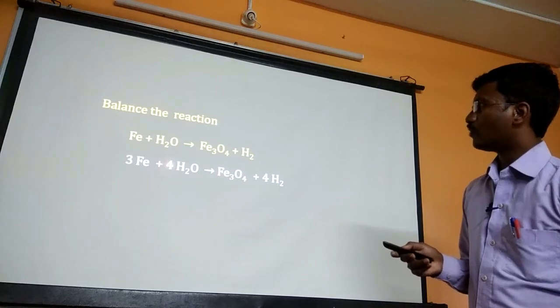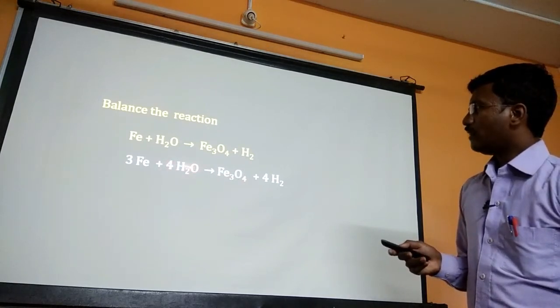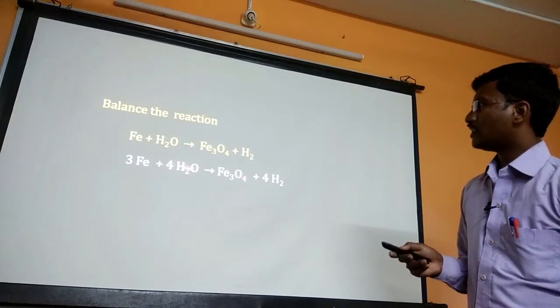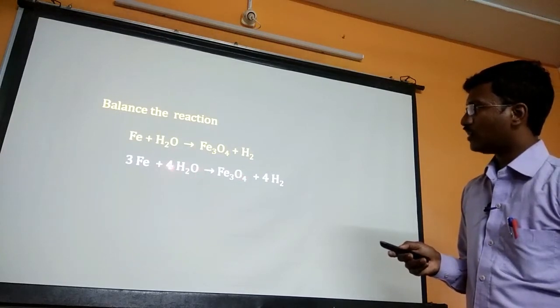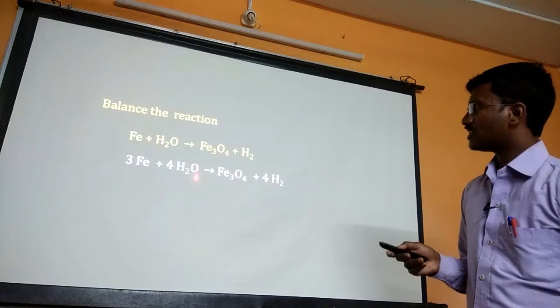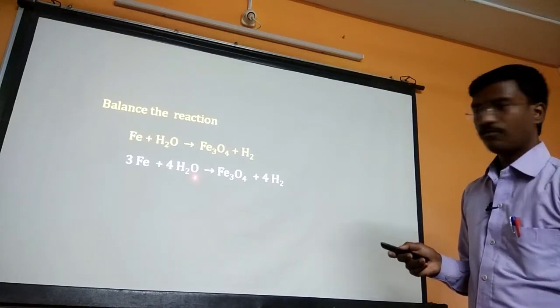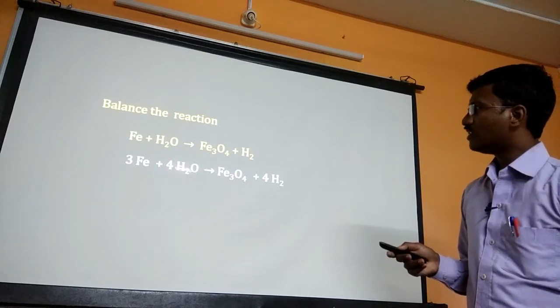Therefore, we have written 3 Fe. Hydrogen is 2, but look at the oxygen, the number of oxygens is 4 here, therefore we have written 4. While balancing the oxygen, in the product it is 4 oxygen, in the reactant oxygen it was initially 1, so we have written 4. Nothing is there, meaning 1 will be there below the oxygen. 4 into 1 is 4, therefore the number of oxygens is 4.